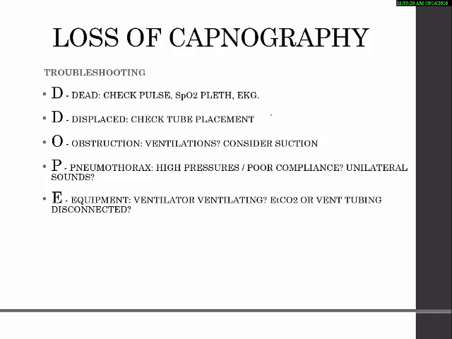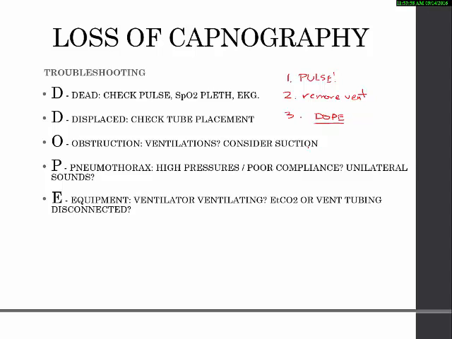If you don't get a return of your waveform with the BVM, then we have to start thinking about tube displacement. So we're looking at placement of the tube, we're looking for obstructions, listening for pneumothorax, all that kind of stuff that comes into DOPE. So, lose your waveform. Step 1, check for pulse. Step 2, you're going to remove the vent and bag. If that fixes the problem, it's a ventilator problem. If it doesn't, then we're going to go to the rest of DOPE.